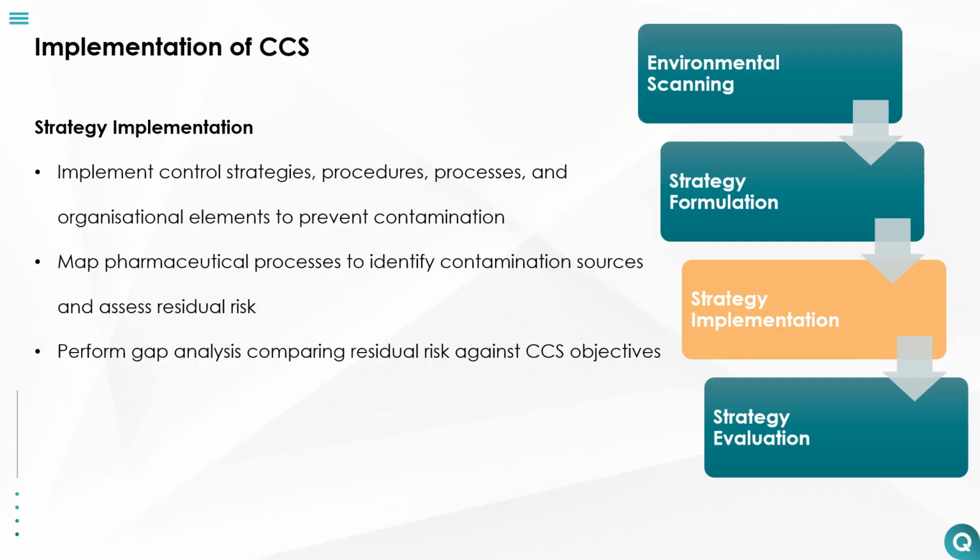The third part of the process of contamination control strategy involves strategy implementation, which focuses on implementing control strategies, procedures, processes, and organizational elements aimed at preventing contamination throughout the manufacturing process, mapping pharmaceutical process to pinpoint potential contamination sources and evaluate residual risk, and conducting gap analysis to compare residual risk against CCS objectives, ensuring alignment with contamination prevention goals.